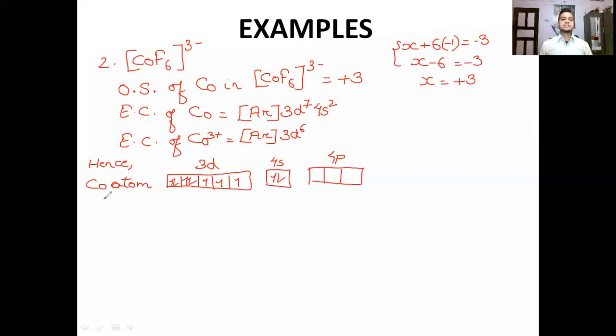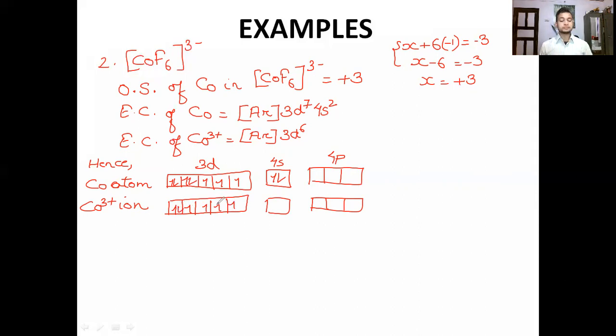Then going for the next, what we need to do is the Co3+ ion. So for the Co3+ ion, we will write the same orbitals again. Now we just need to remove 3 electrons. If I remove 3 electrons, I'll get 1, 2, 3, 4, 5 and 6, 3d6.